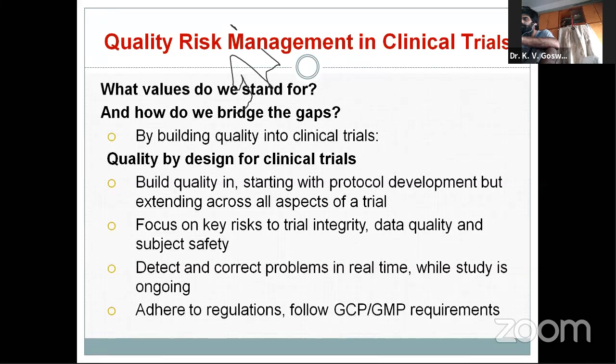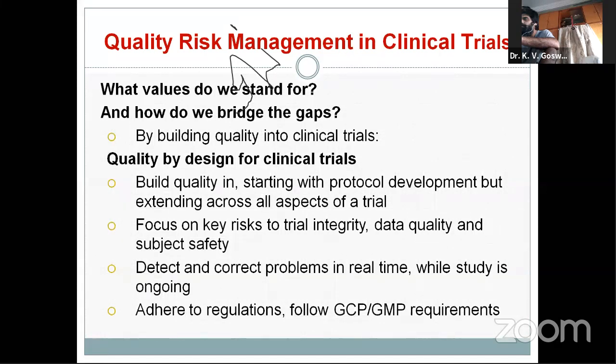So earlier, in olden days, I would say, the approach was that quality was coming at the end of the study, where they're reviewing the data and saying that this is good, this is an issue and all that. But the approach has changed quite a bit. And the expectation is to build the quality from the beginning, starting with the protocol development itself and going through every aspect of the trial.